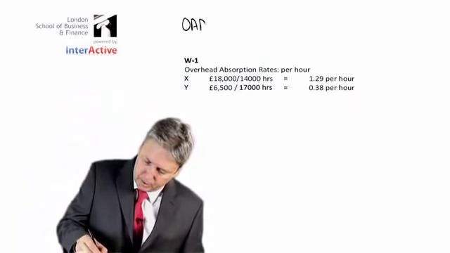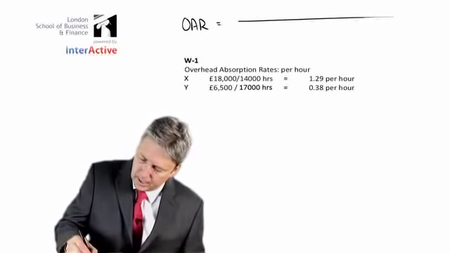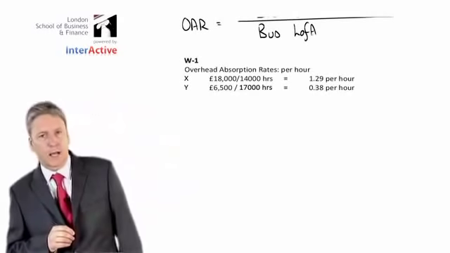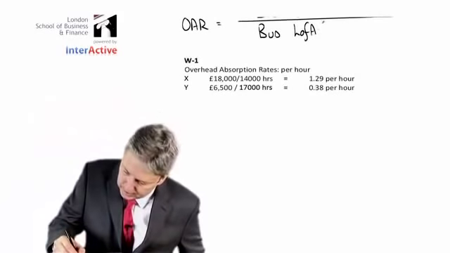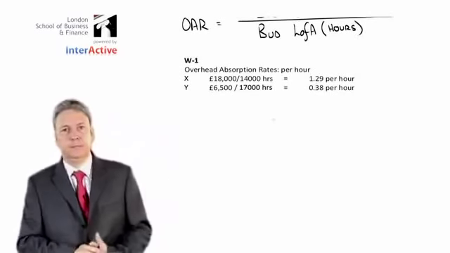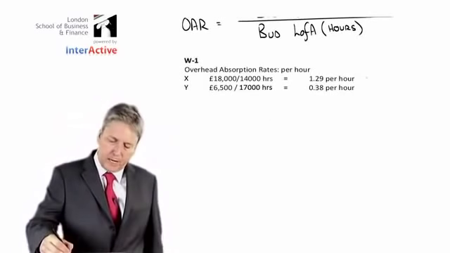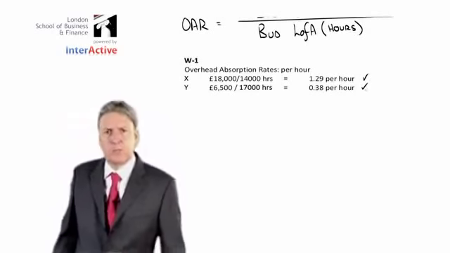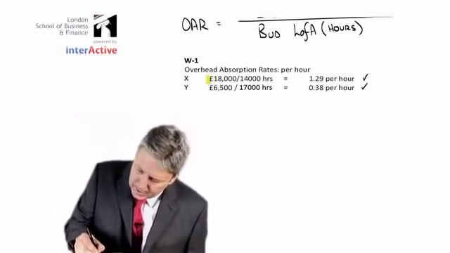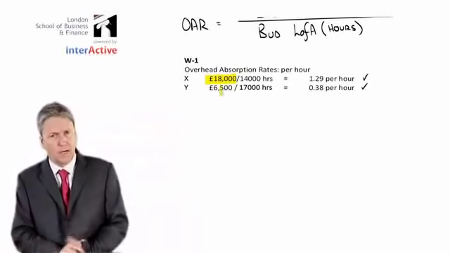Now, an overhead absorption rate, or as I write it, OAR, is where we take the budgeted overhead cost divided through by the budgeted level of activity, L of A. Level of activity. And as I said to you, we want hours here. So, I've got a couple of calculations below, but just maybe to prove them, because I know that you don't trust me, I think we know where the 18,000 comes from. That's the budgeted overhead cost.